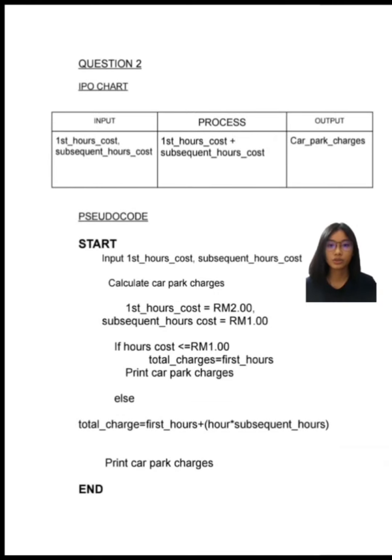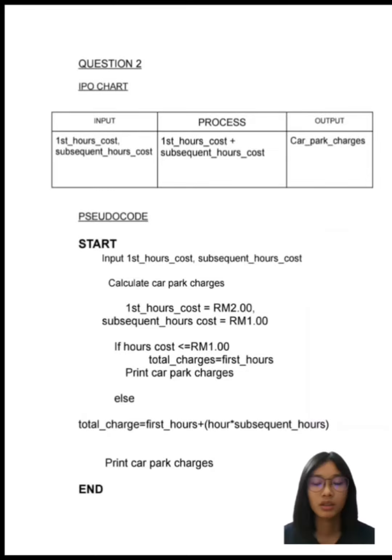Next, for question 2, we need to create an IPO chart and pseudocode. For the IPO chart, to print the output, which is the car park charge, we need to assign input, which is the first hour cost and the subsequent hour cost. To calculate this question, we need to take the first hour cost and add it with the subsequent hours cost in this process. Next is the part of pseudocode.